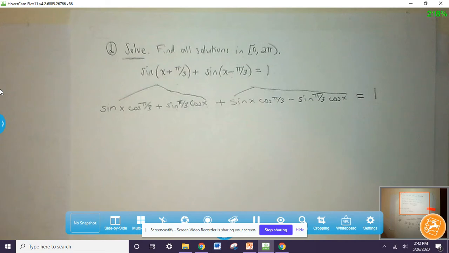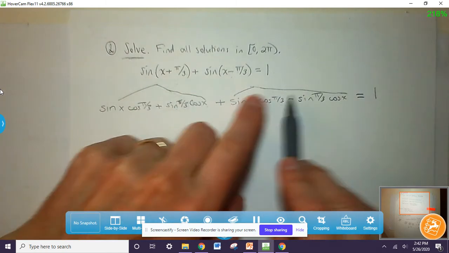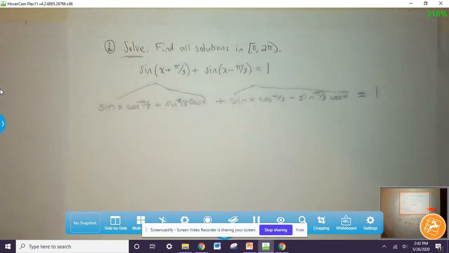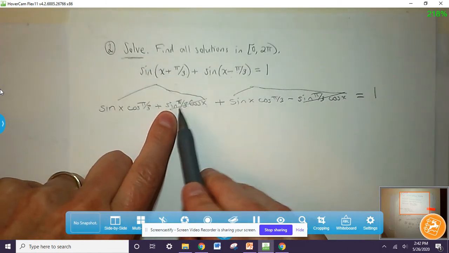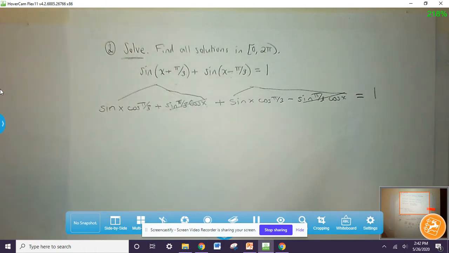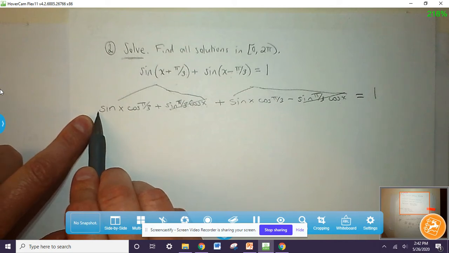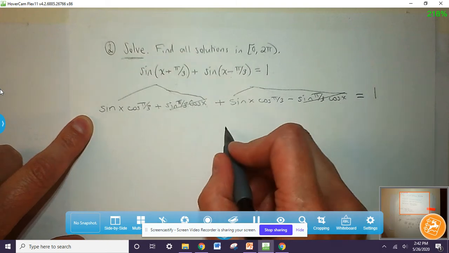So the next step we want to take is to look at the terms. We have 4 terms. 1, 2, 3, 4. With these types of equations, what should happen every time is 2 of the terms should cancel. See, I'll have a sine pi over 3 cosine x and a sine pi over 3 cosine x. Those should cancel, and the other 2 should combine. So this is a 1 sine x cosine pi over 3, and this is another 1 sine x cosine pi over 3. So altogether, I have 2 of those.